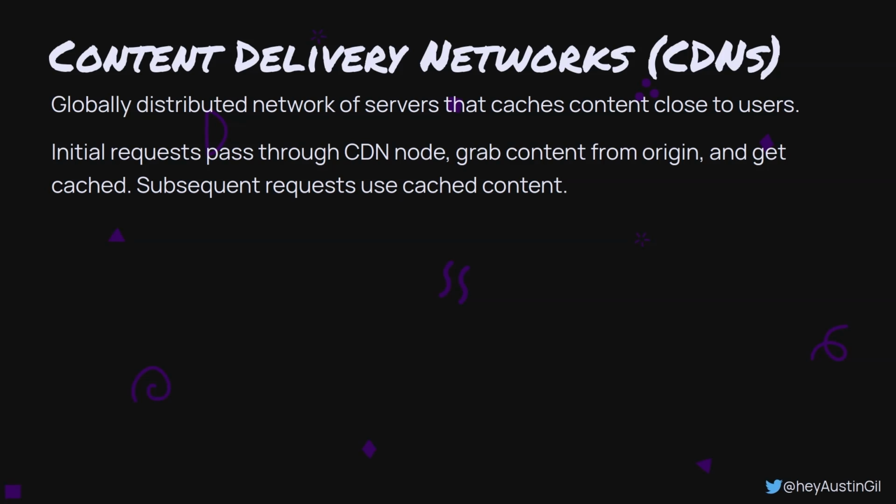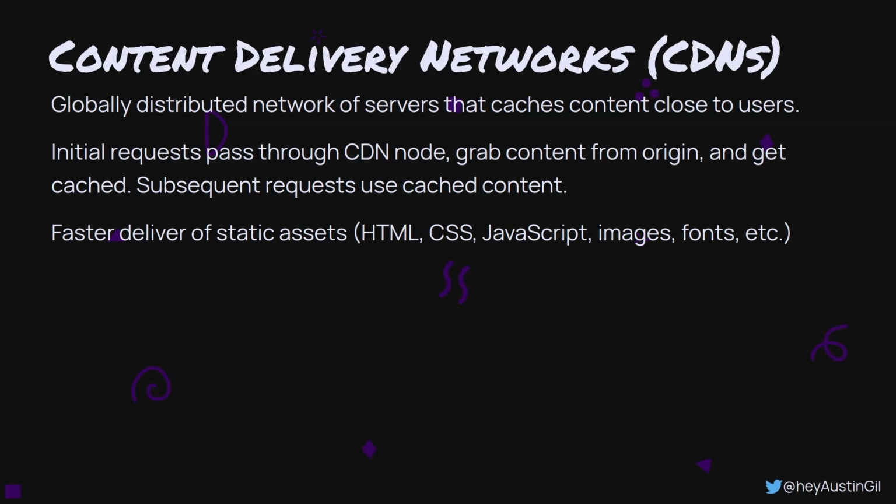So the initial request is going to look a lot like a regular origin server request, but for every subsequent request, for users that are coming from the same region and passing through the same CDN node, they'll actually receive the cached version of that image instead of having to go all the way to the origin server where it's hosted. So this has the effect of making static assets like HTML, CSS, JavaScript, images, fonts, etc. be delivered a lot faster.